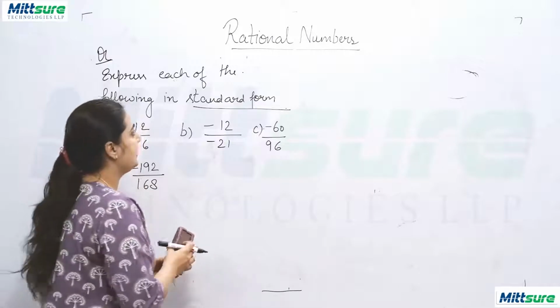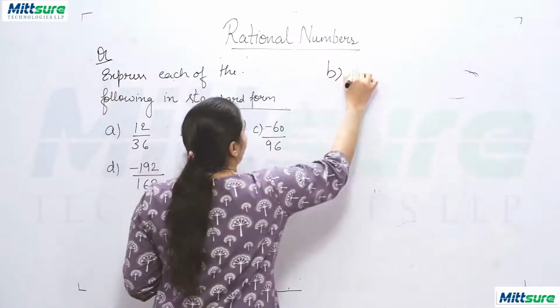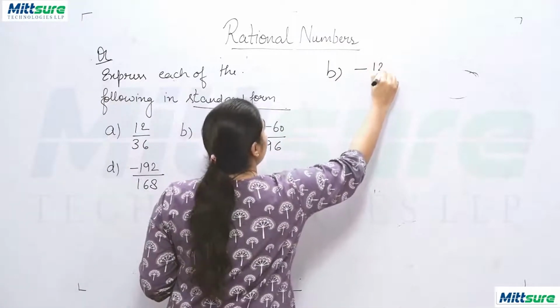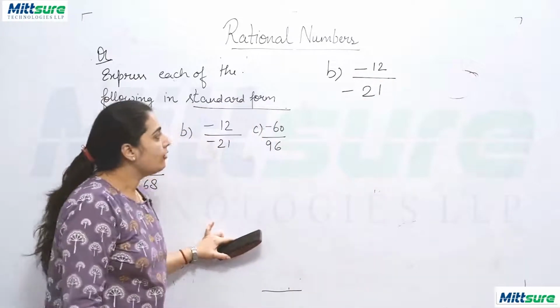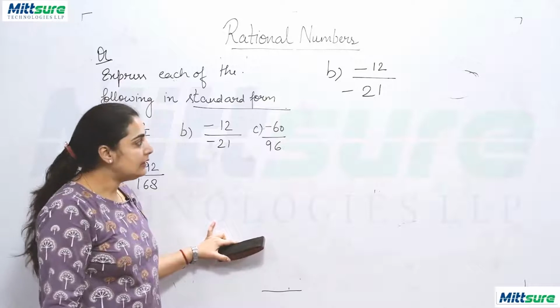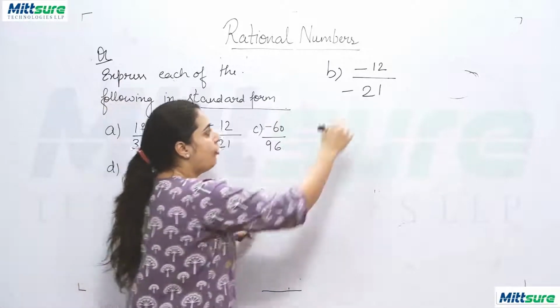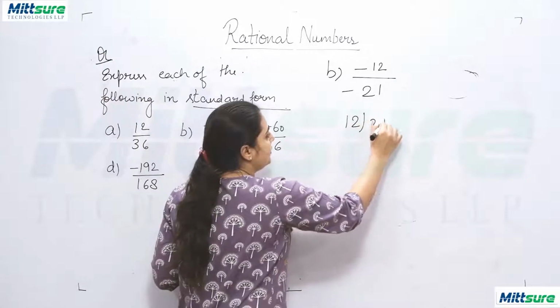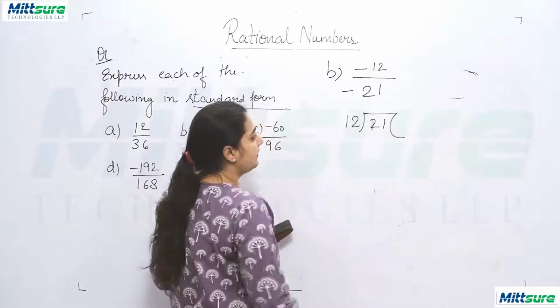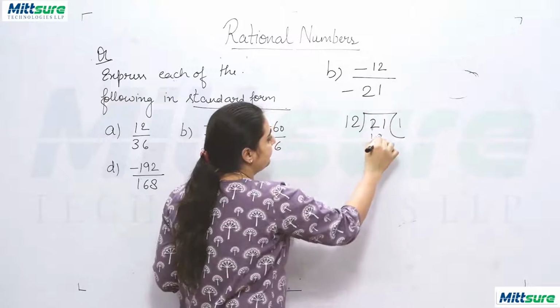The B part says minus 12 upon minus 21. Now again we are going to find out the HCF of these two numbers. So let's take 12 outside and 21 inside. It will go one time.